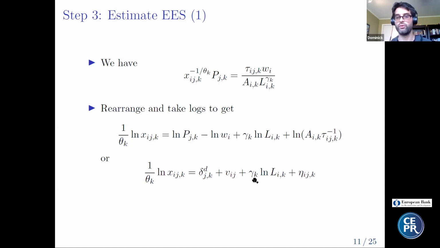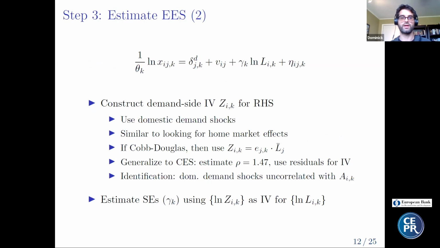And what we're left with is the thing that we want to know about, which is the sector size, L_ik, the labor input, and that's multiplied by the scale elasticity. So the basic idea is to regress the trade flows that we see on some fixed effects and the size of the sector to infer the elasticity of revealed productivity with respect to the size of the sector. Okay, so this is the regression that we want to run.